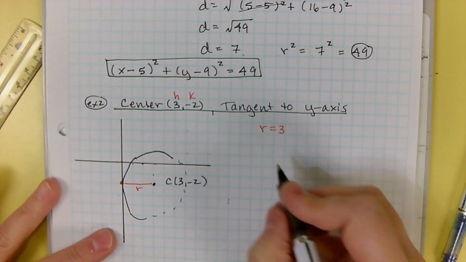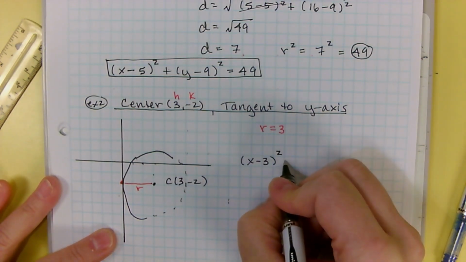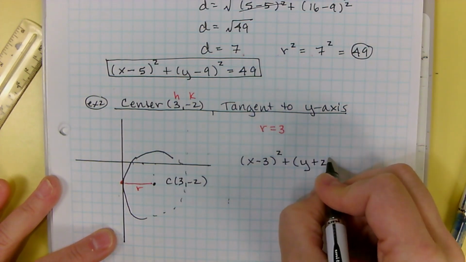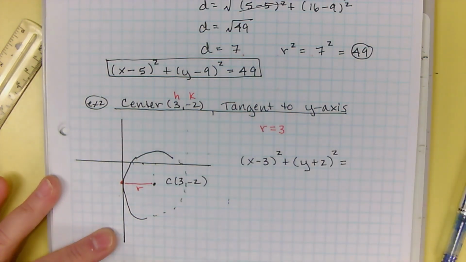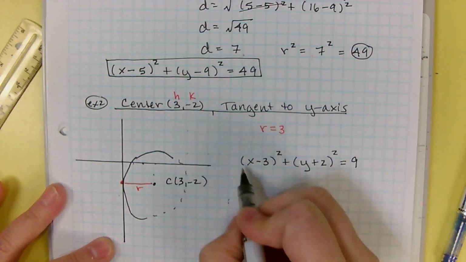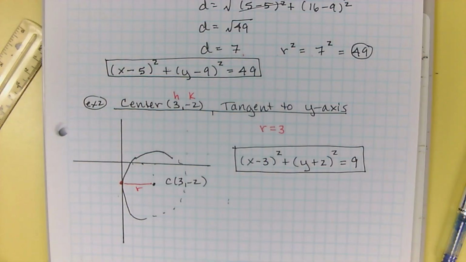Now we can write our equation. So (x minus 3) quantity squared plus, now don't forget to change the sign, (y plus 2) quantity squared equals r squared, so 3 squared is 9. And that is the equation. So whenever you start doing the tangent problems, draw a sketch. A lot of the time it will make a problem like this one really very simple. All right, are there any questions?